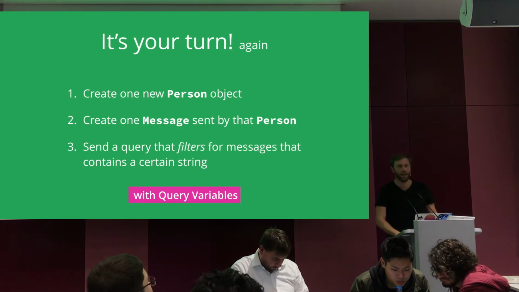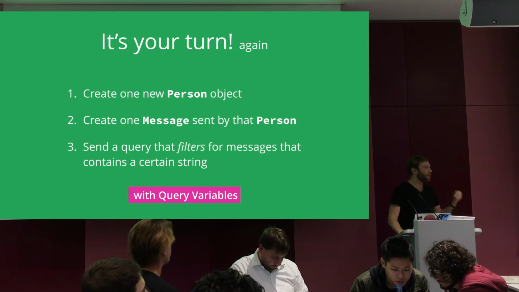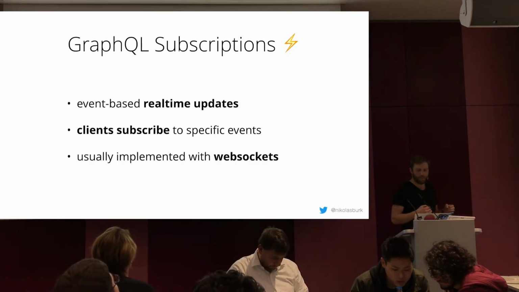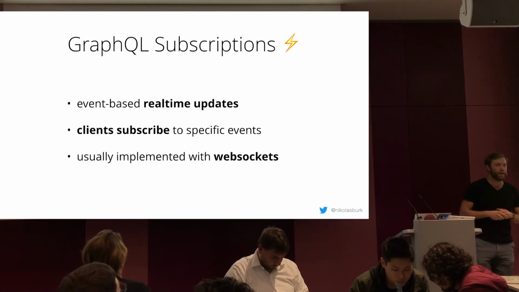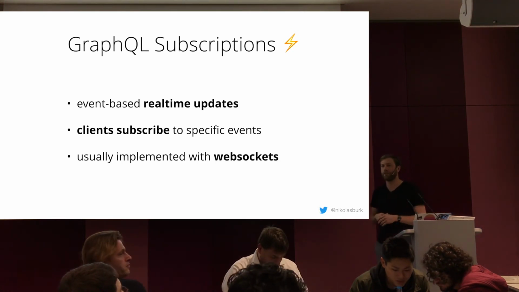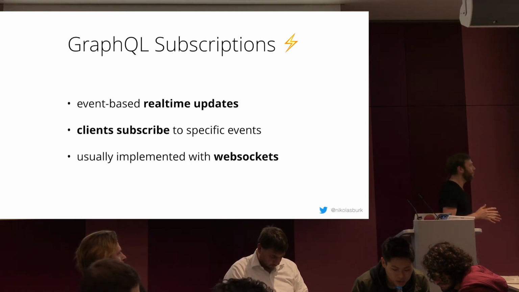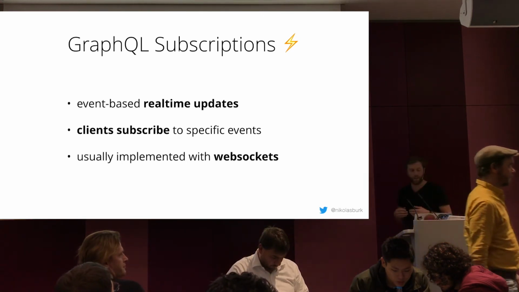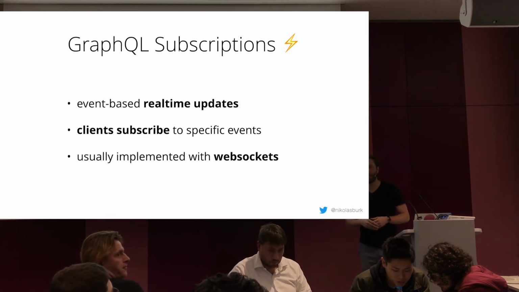Let's continue now and actually talk about the feature that we're going to use to build the real-time chat application. It's going to be a real-time chat, and that is achieved with a feature called GraphQL subscriptions. Subscriptions are actually the newest feature in the GraphQL specification. They've been put in there, I think, only in April or May this year, so relatively new. They effectively allow you to have event-based real-time updates inside your application.